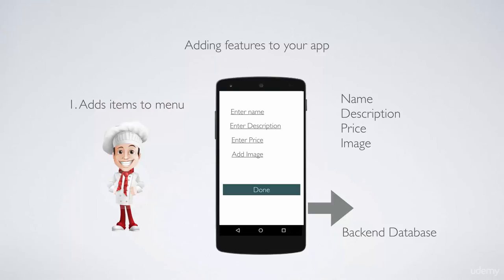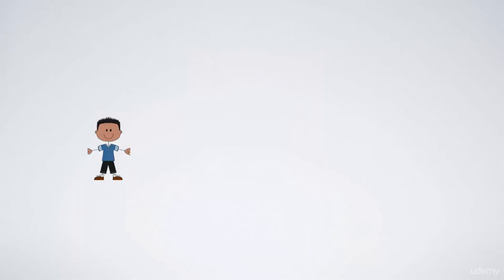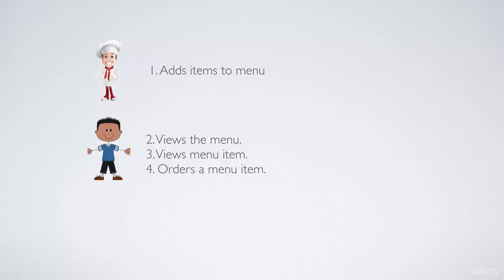As you have implemented this feature, you could go back and implement the rest of the features as well. Once you have completed the first feature, you could then jump on to the next feature, which is basically how the customer is going to be able to view the menu. Once that feature is completed, you could move ahead, complete the third feature, and so on and so forth.